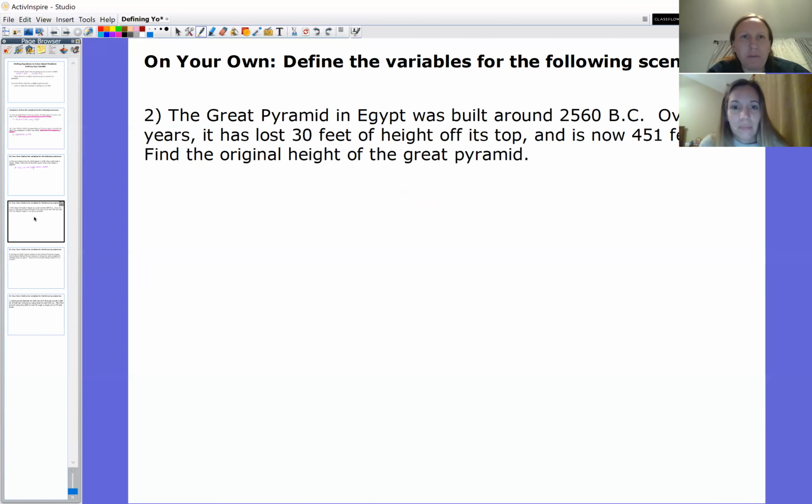Okay, next one, number 2. The Great Pyramid in Egypt was built around 2560 BC. Over the years, it has lost 30 feet of height off its top and is now 451 feet tall. Find the original height of the Great Pyramid. So once again, go ahead and try to do this one on your own.